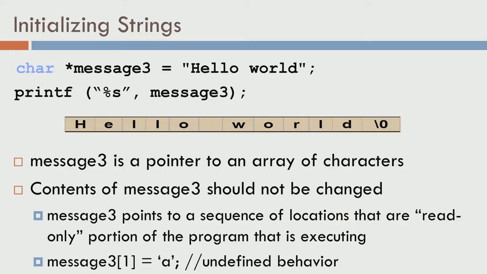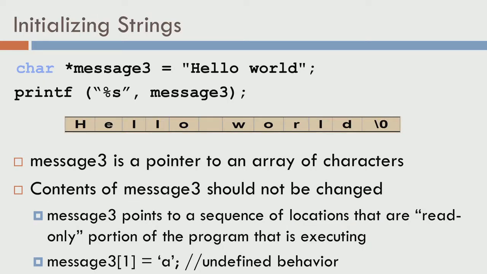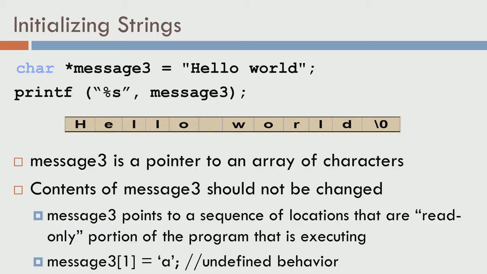If you notice the left side, there is no explicit storage allocated for message 3. Unlike message 1 or message 2, where 12 bytes are allocated, message 3 does not have any storage allocated to it. The way C handles this is that what you see on the right as hello world is treated as a constant string. That means it is a string that cannot be changed, and it is put into what is called the read only memory of the program before the program starts running.